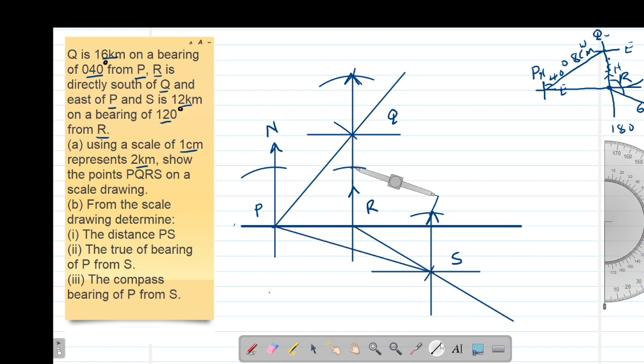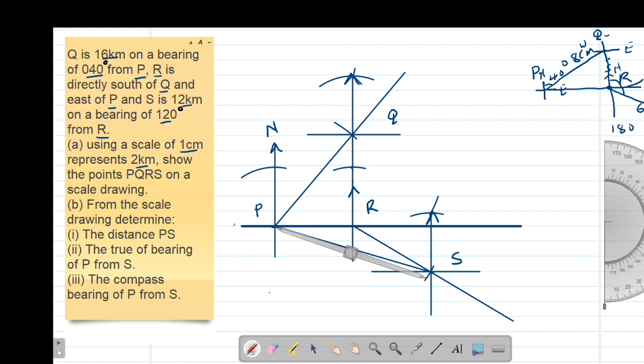Then of course you can use your ruler, or similarly you can use your divider. You put it at point P, then ensure that it stretches to point S, then you transfer it to your ruler so that you can measure the length. So for my case, I'm getting 10.8 centimeters. So for Roman 1, I'm getting 10.8 centimeters.